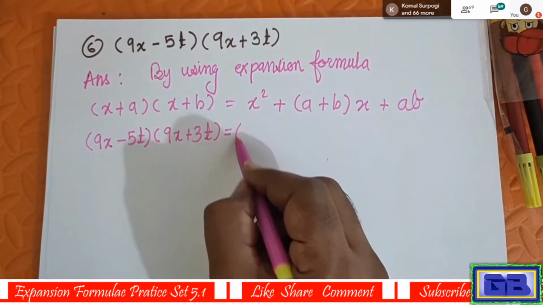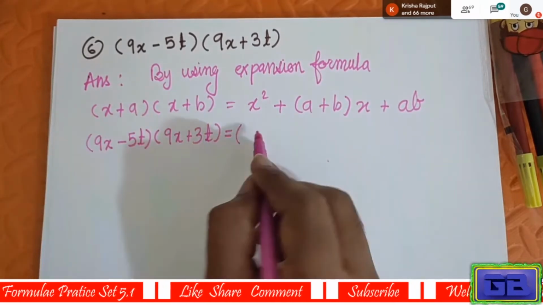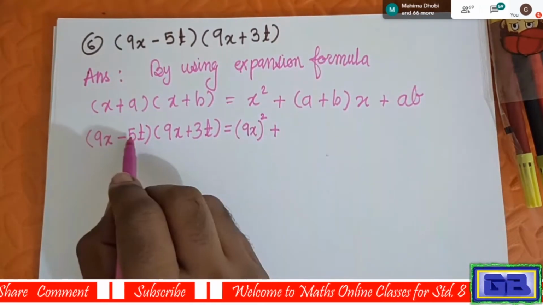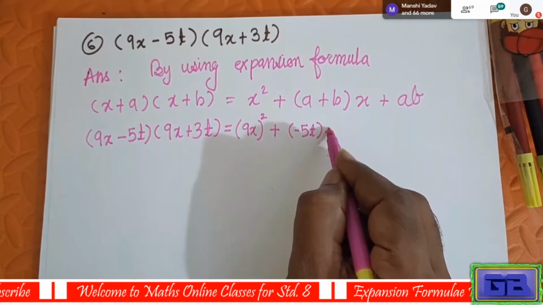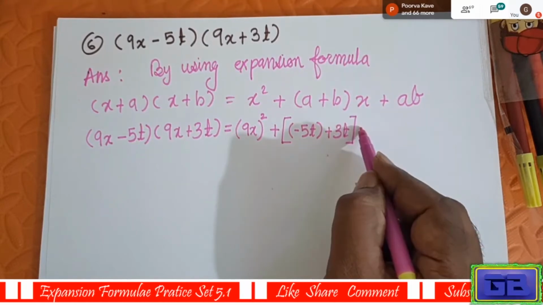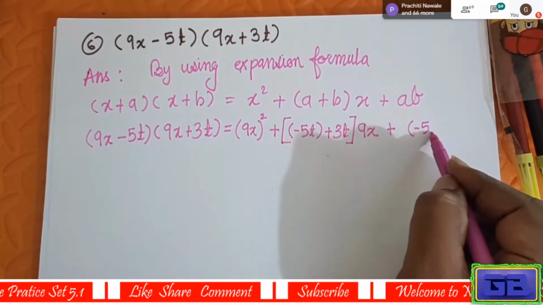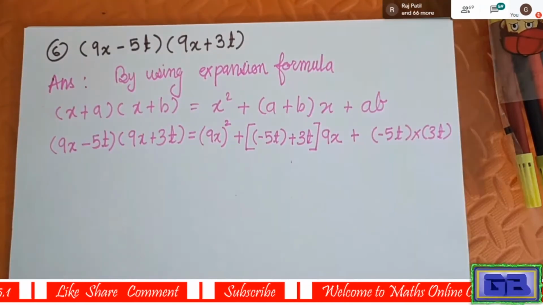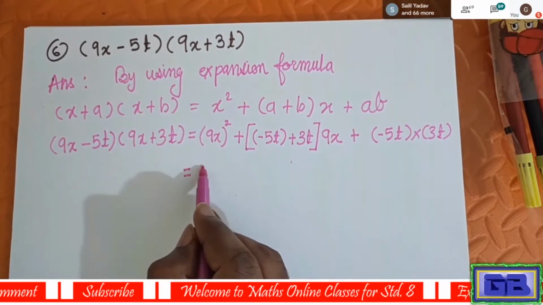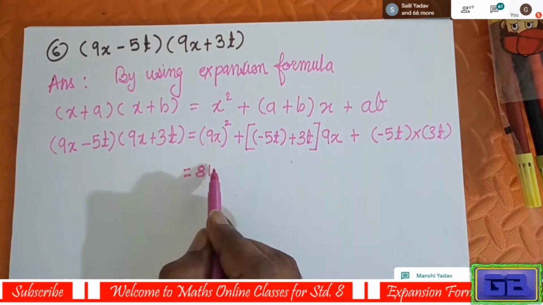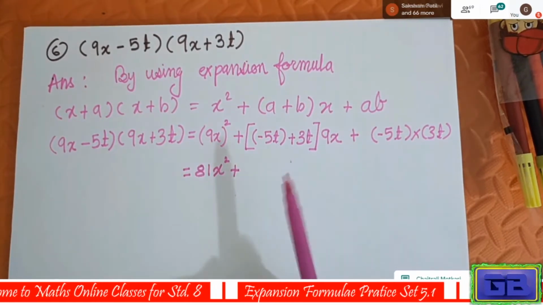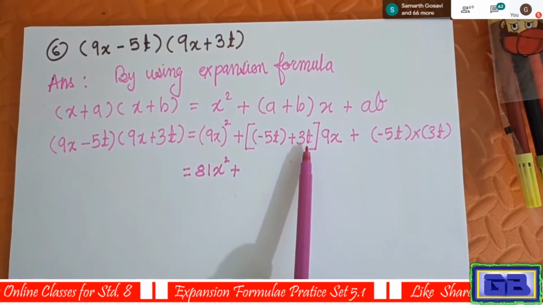I will take this x² in a bracket. It means (9x)² plus (a + b), here −5t + 3t, into x, it means into 9x, plus −5t into 3t. The square of 9 is how much? 9 nines are 81. 81, correct. The square of x is x², correct. Plus, now here 5t is minus and 3t is plus.